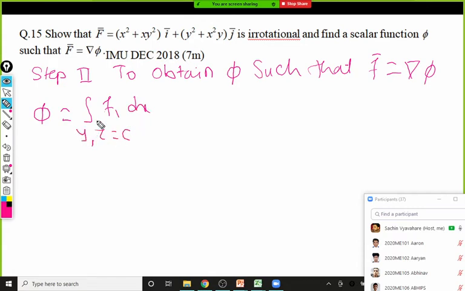Now what is the formula? The formula says we have to integrate. So if you say this vector f bar is f1 i plus f2 j, we have to integrate this entire function f1 with respect to x, treating y and z as a constant. That is a notation. Plus integration of terms free from x of f2. I will repeat the formula. Terms free from x of f2, and that we have to integrate with y, treating z as a constant.